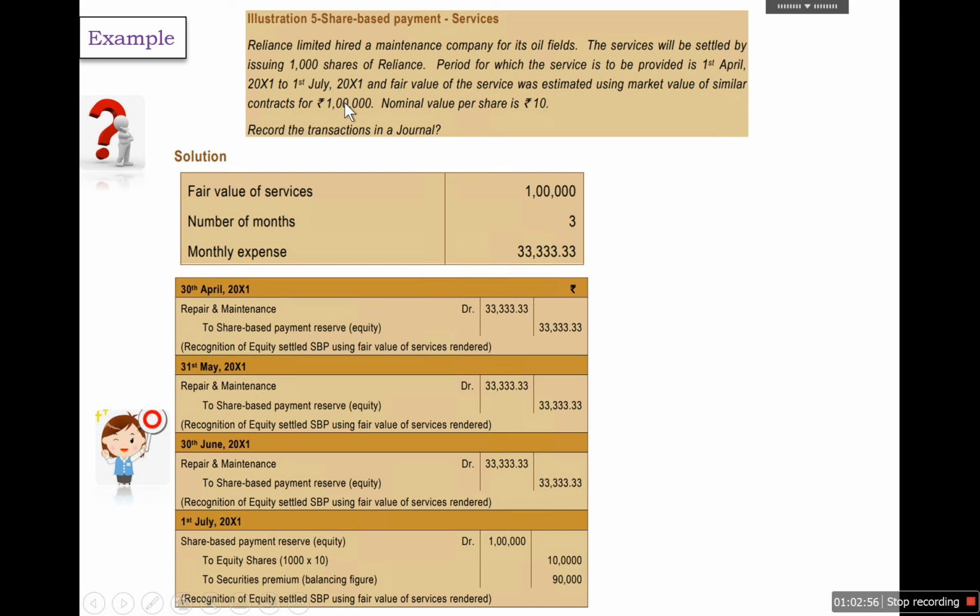So based on the value of the services that we have received, monthly expense of 33,000 will be booked each and every month. Repair maintenance debit to share based payment reserve equity 33,000. So for 3 months, and after 3 months, share reserve will be debited by 1 lakh, equity share by 10,000, and security premium by remaining 90,000. So here by mistake 10 lakhs is mentioned, it is 10,000.